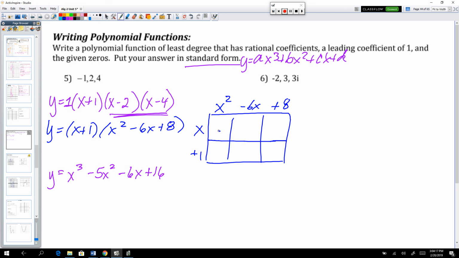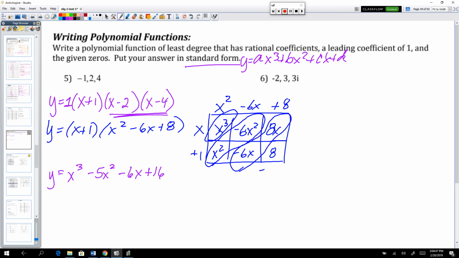So in this box you'll put x times x squared, making it x cubed. And in this box you'll put x times -6x, so minus 6x squared. And in this box you'll put positive 8 times x, so that's 8x. And here you'll put 1 times x squared. And here you'll put 1 times negative 6x. And here you'll put 1 times 8.